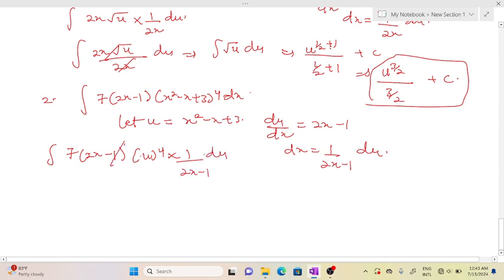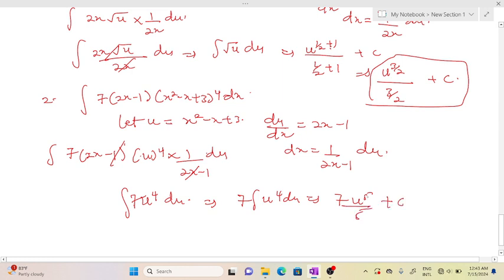So I can take this off like this, right? So integral u to the power 4, right? That is what I have here, u to the power 4. Then 7 is here, right? du. 7 will go out, so I have 7 integral u to the power 4 du. And this gives me 7 u to the power 5 over 5 plus c, right?